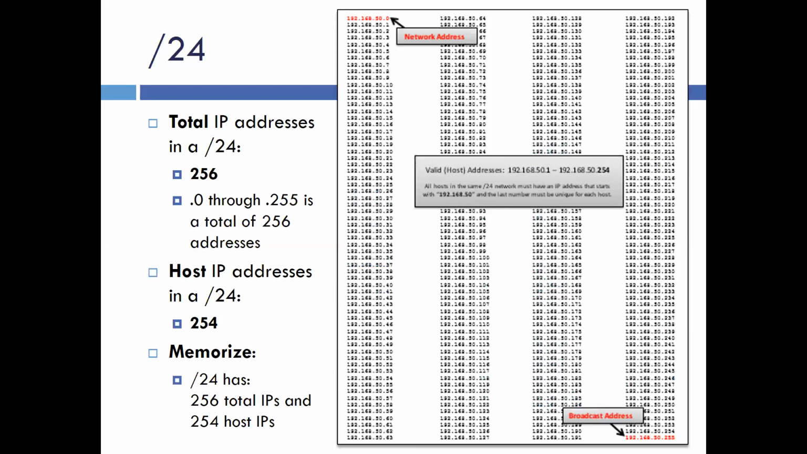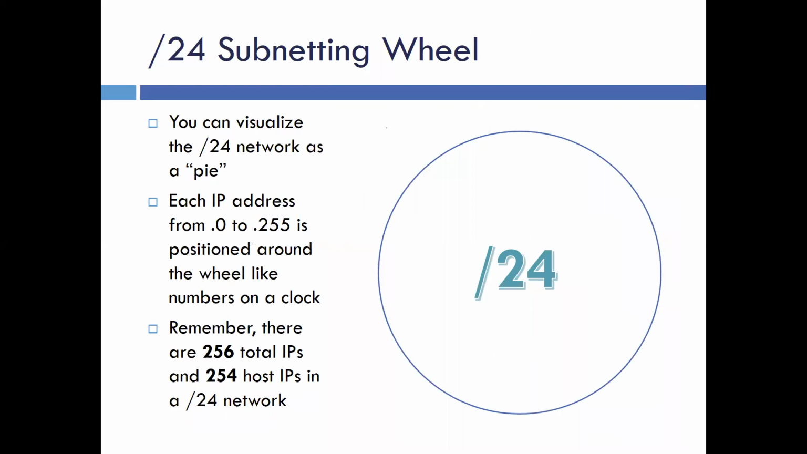It is 254 because we have to subtract two numbers from the total to recognize that we cannot assign the network and the broadcast IPs to devices. You should memorize that a /24 has a total of 256 IPs and that the number of host IPs is 254. The table on the previous slide is helpful to illustrate every number in a /24 network.